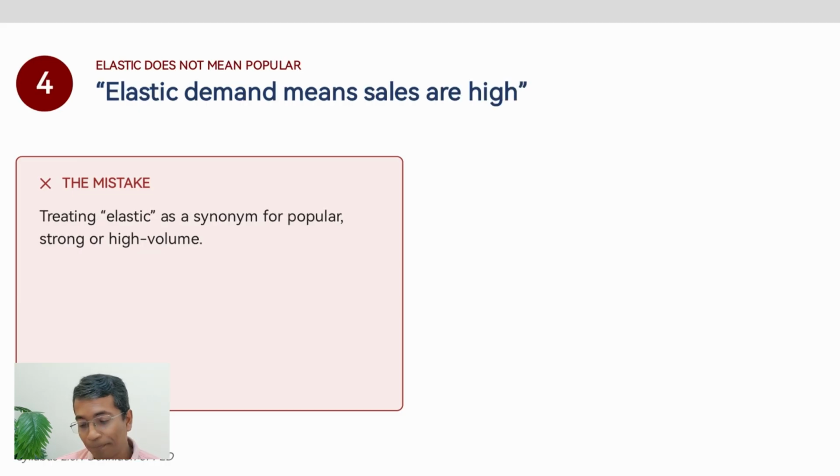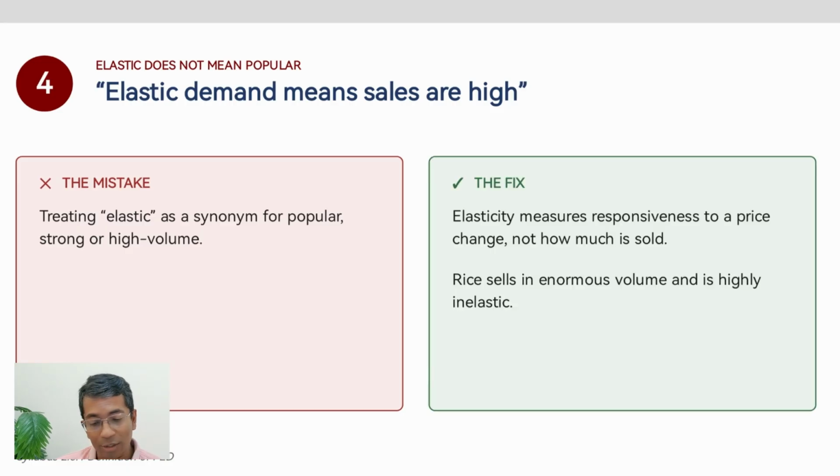Come to the next point now. The next point is that elastic demand means sales are high. No way. It could be a complete confusion and a complete wrong answer there. So it says that treating elastic as a synonym for popular or strong or high volume is wrong. Don't take it that way. It means you have a little bit of confusion about what elasticity is all about. It is not about how strong the sales are, how big the sales are, but rather how responsive the quantity is to a change in the price. It has got nothing else to say there.